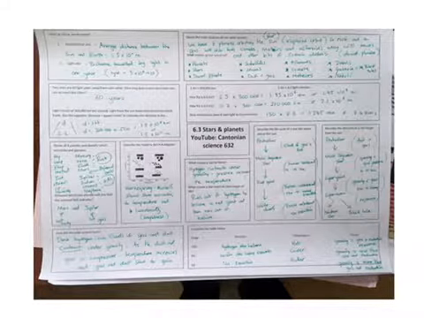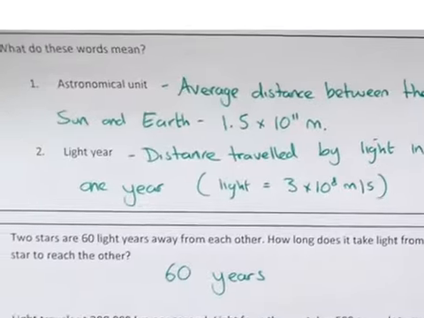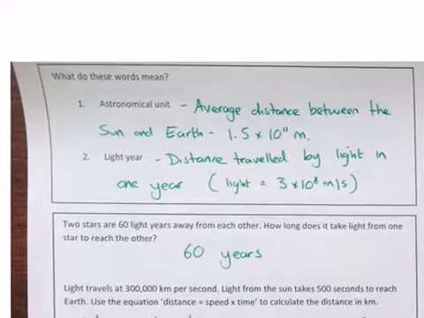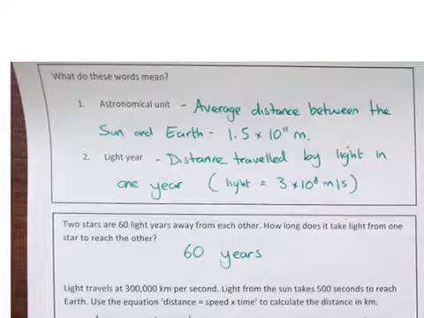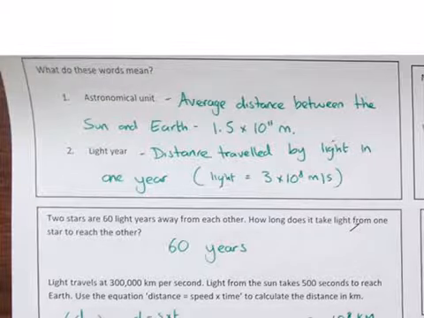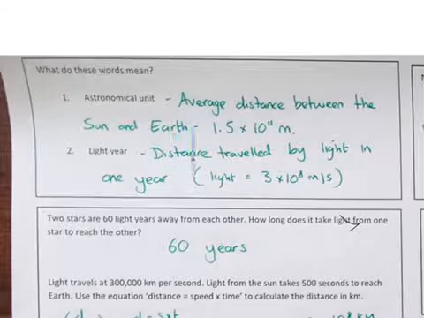6.3 stars and planets. This is the review sheet. We're going to start right up in the left-hand corner. It says, what do these words mean? So an astronomical unit is the average distance between the sun and the earth. Okay, you don't need to know this. You just need to know it's the average distance between the sun and the earth.